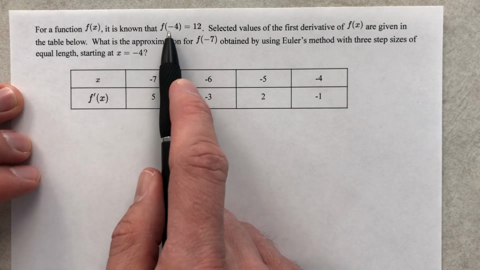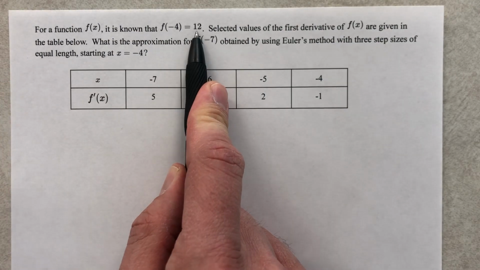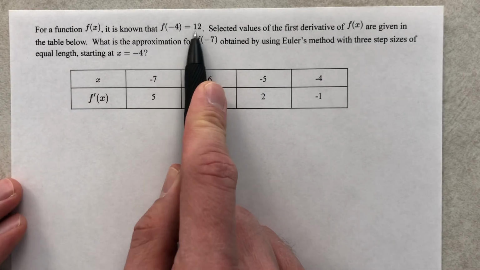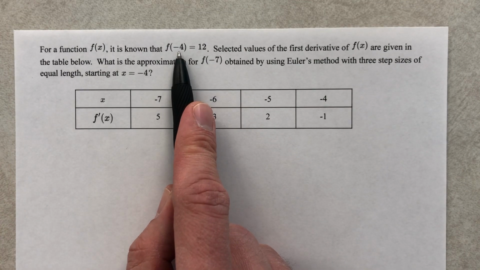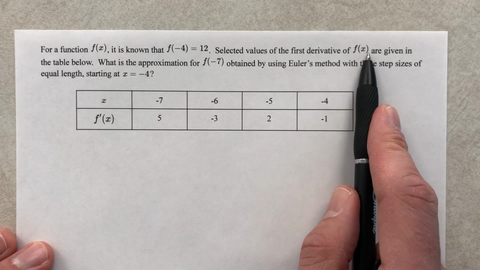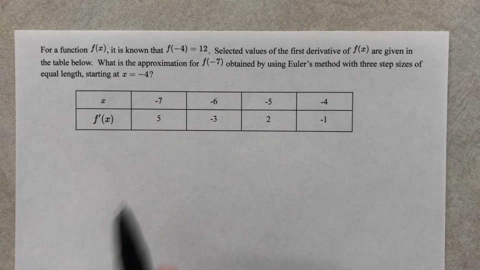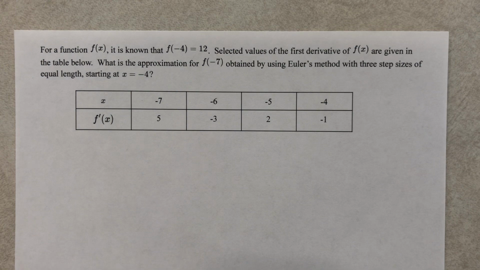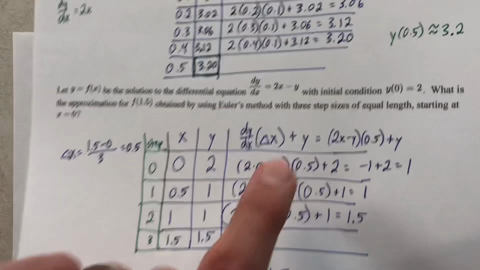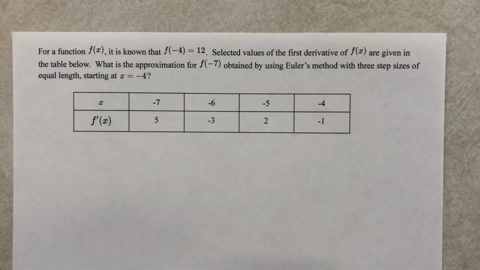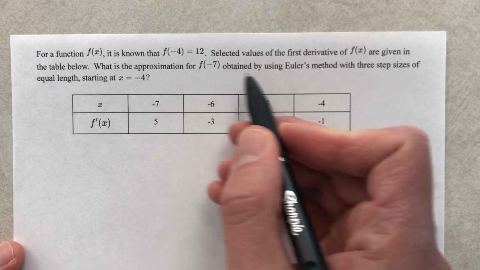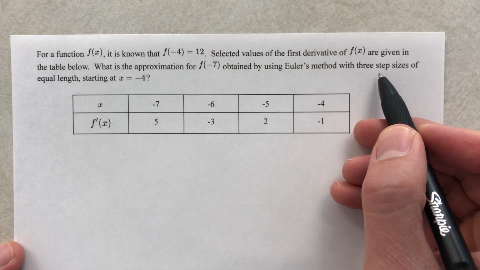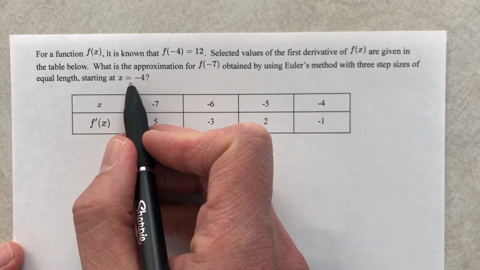So for a function, it's known that f of negative 4 equals 12. Oh, fun, good to know. That actually is our initial condition. That's our starting point. Not all starting points are at 0, just saying. Selected values for the first derivative are given in the table below. So they did not give us the equation, they gave us a table of values. It's going to come in handy. What is the approximation for f of negative 7 obtained by using Euler's method with 3 step sizes of equal length starting at x equals negative 4?